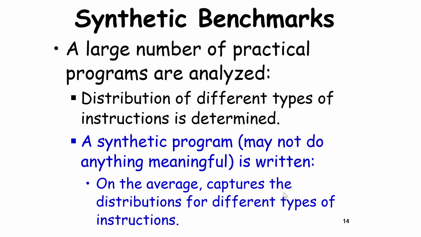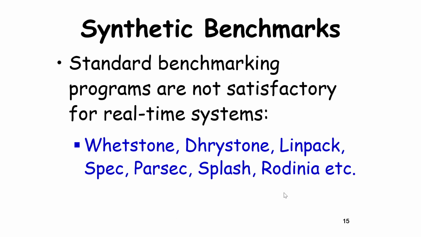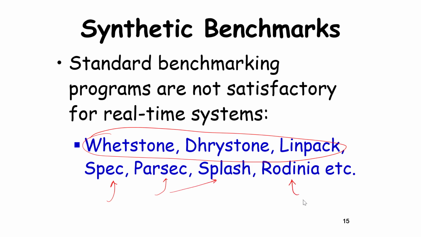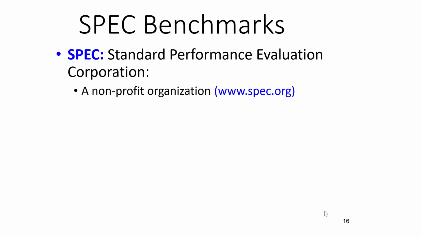But again, this entire discussion is assuming that it is only the instruction distribution that is responsible for the variation in performance, but that's not true. You also have memory behavior, cache hits, cache misses, and so on, which are actually a bigger reason for worry. So standard benchmarking programs, which are the Whetstone, Rhealstone, and LinPack, are basically for scientific computing. Spec is for CPUs. Parsec and Splash are for multi-core CPUs, and Rodinia is for GPUs. They are not really the most satisfactory for real-time systems.